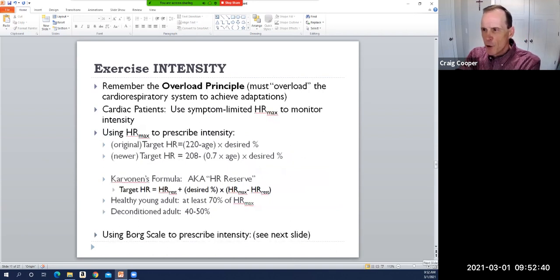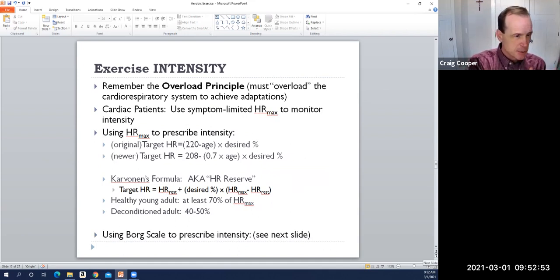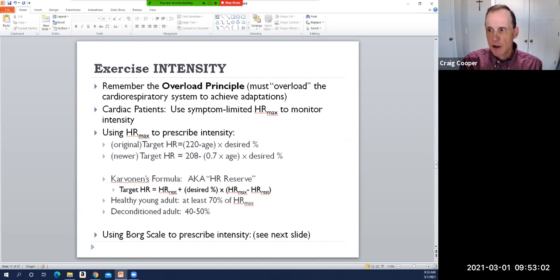We look at the overload principle. We can overload frequency, go from 3 days a week to 5 days a week. We can overload duration, go from 30 minutes to 45 minutes. We can overload intensity, go from 60% of our max heart rate to 80% of our max heart rate. Those would be different ways that we could change those things using the overload principle.